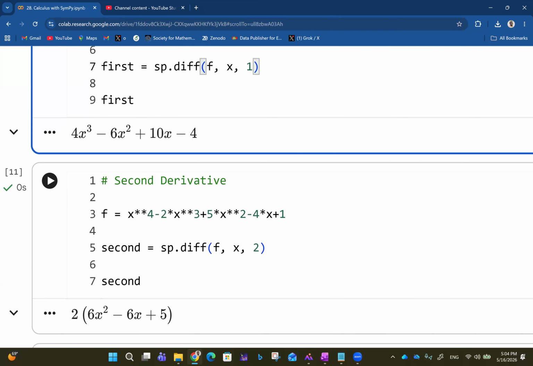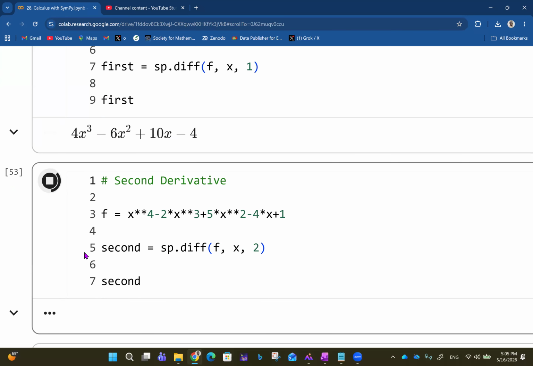For the second derivative, you are differentiating f with respect to x, comma 2. Comma 2 means the second derivative. That means you differentiate the first derivative again. So that will be 12x squared minus 12x plus 10. If you factorize, you get 2 into 6x squared minus 6x plus 5. If you run this now, this is exactly what you get. So that's the second derivative.